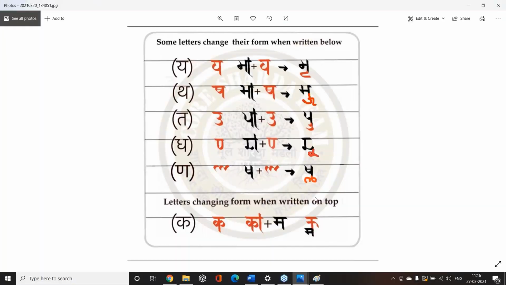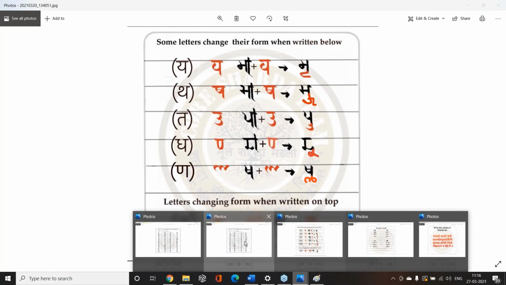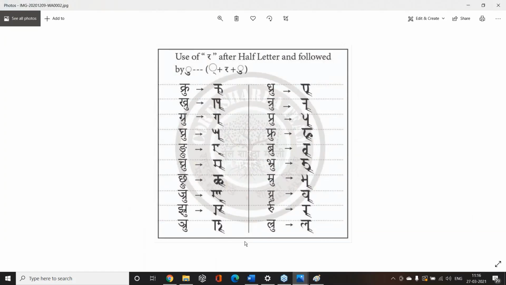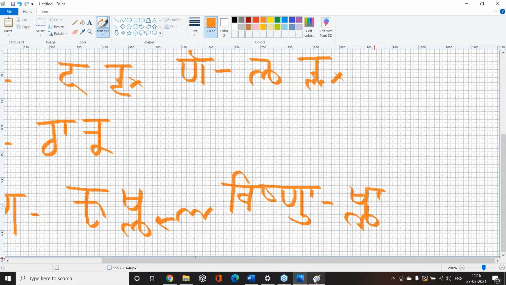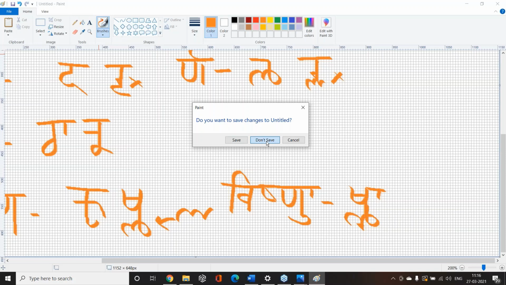So these were a few letters that we did last time, and a few were remaining, so that we have completed. Now we are left with the rule of u and ra written together. So this is the rule where the letter, then ra and u, matra u or uu, are coming together. The examples to this, I'll show you how it is done.